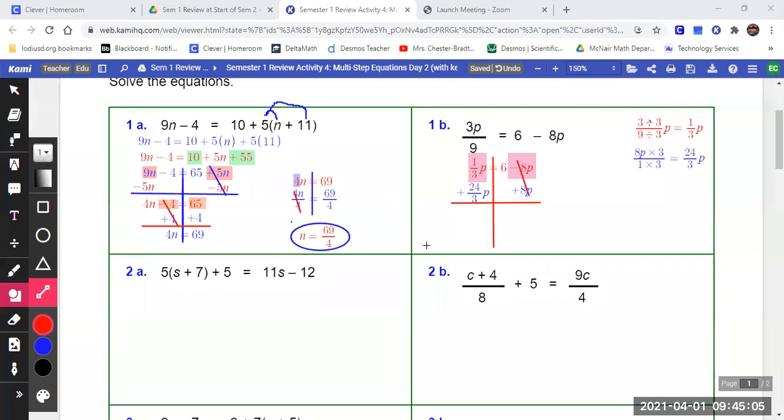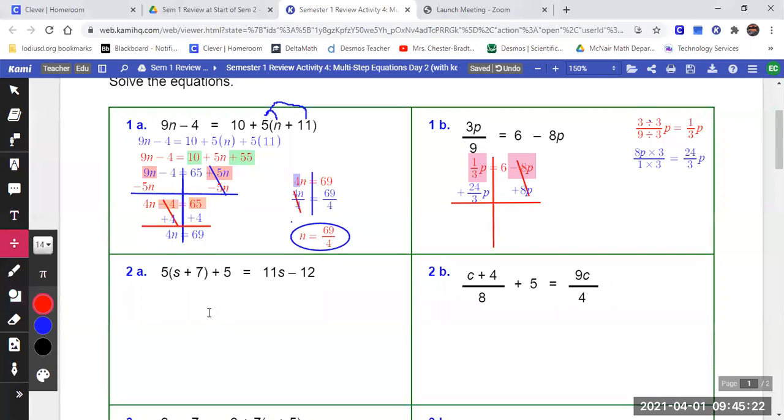How many p's do I have all together now? I no longer have 1/3 p or 24 over 3p. How many p's do I have all together now? Keeping in mind, we add the tops and keep the bottom, right? That's why we did that common denominator. Yep, 25 over 3, p off the edge. Oops. That has to equal the 6.